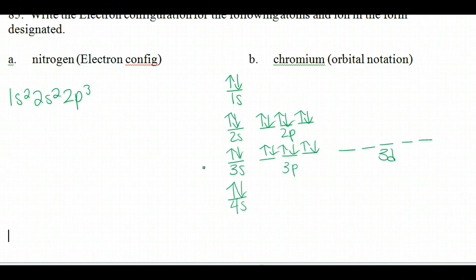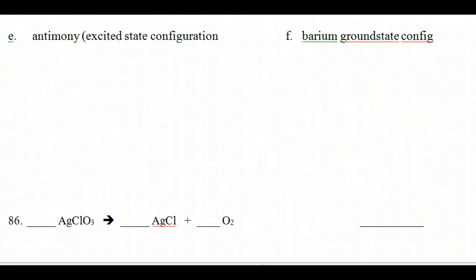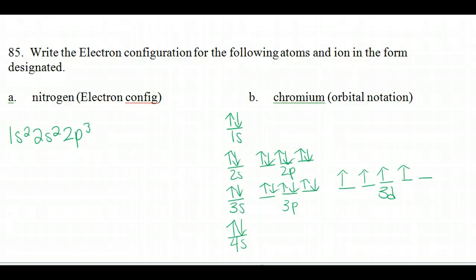When you get to chromium, okay, you look at section 3d and you count 1, 2, 3, 4 electrons in that section. Again, don't forget Hund's rule. All right, and you're going to end up with 1 on each line. All right. Sorry about that.